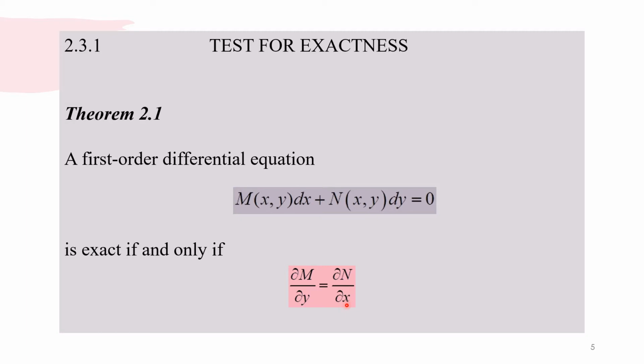Now, this theorem says that we can know whether this equation is exact or not by evaluating the following. Evaluate the first partial derivative of M with respect to y, and evaluate the first partial derivative of N with respect to x, and see whether these two results are equal or not. If they are both equal, then we conclude that this given first-order differential equation is an exact equation.